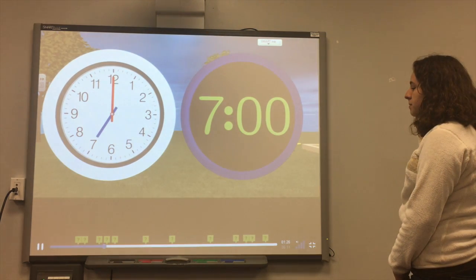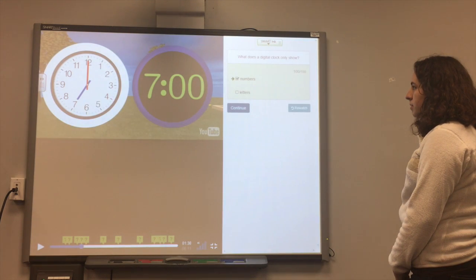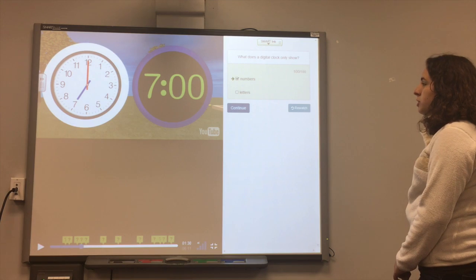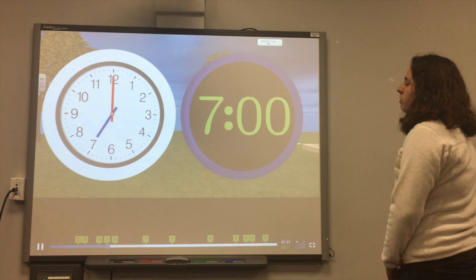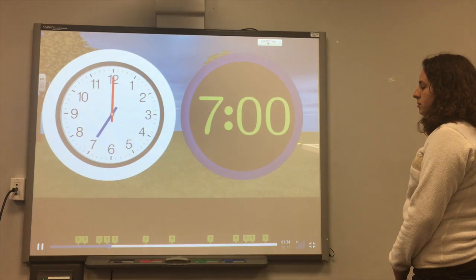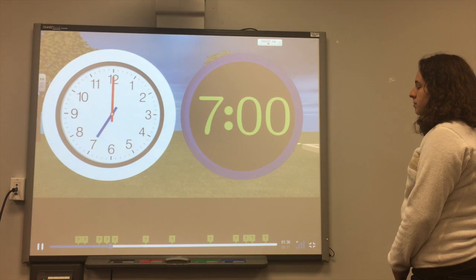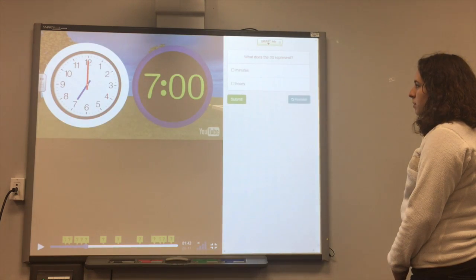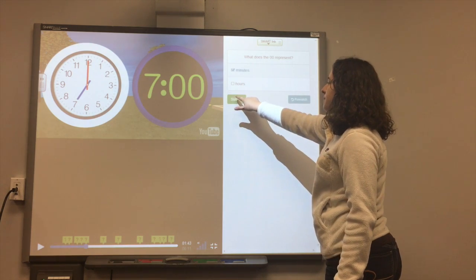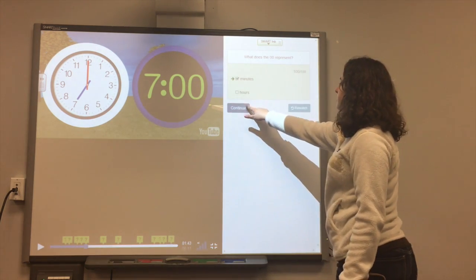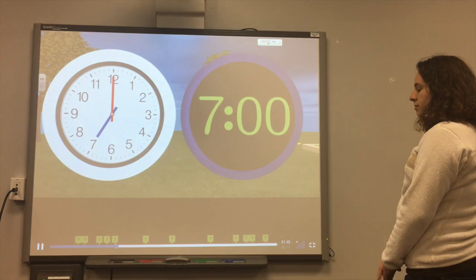On the right side, I have a digital clock, which, as we learned before, shows time, but only using numbers. What does the digital clock only show? It only shows numbers. Both of these clocks show 7 o'clock. The digital clock shows 7 for the hour, and the 2 zeros show the minutes. Right now, the hour is 7 and the minutes are 0, so we say 7 o'clock. What does 00 represent? Minutes. This time stuff is really cool, guys.